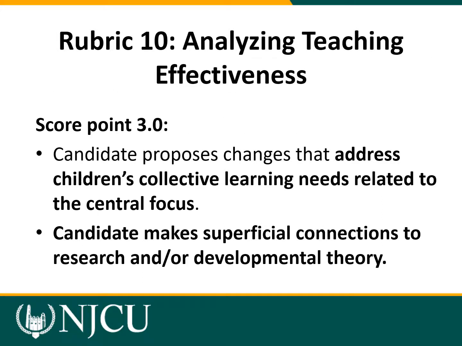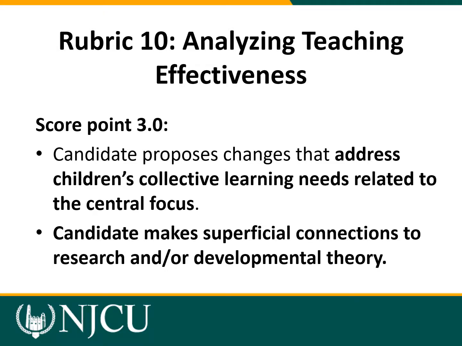And then Rubric 10 is analyzing teaching effectiveness. For score point 3, the candidate proposes changes that address children's collective learning needs related to the central focus. Now, what this means is that when you're writing this section on how you could have improved your lesson, how you could have done it better, you need to focus on how you could have taught the objectives better. They don't want you to focus on classroom management. They don't want you to say, oh, I could have prepared the students better, I could have lined them up better, I could have kept it more quiet. They don't want that. They want to know how you could have taught the learning objective better.